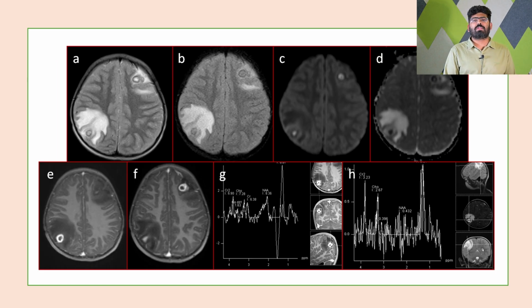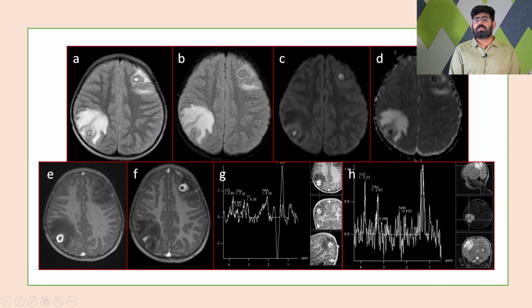So this is the case. The interesting thing is the MRS, the last stage. The MRS will differentiate whether it is a tuberculoma or an NCC. In this case you are able to see central diffusion restriction, peripheral enhancement, a thick wall, and a lactate peak and lipid peak. Lipid peak is there, so this is tuberculosis.